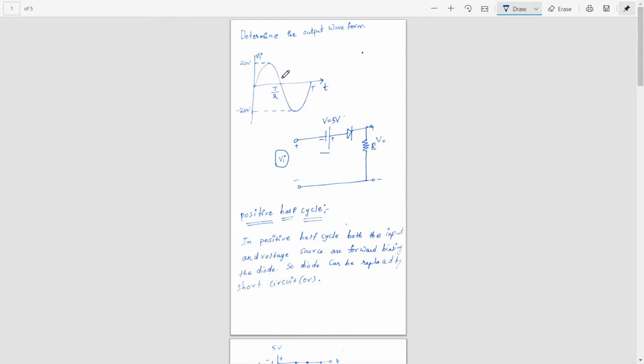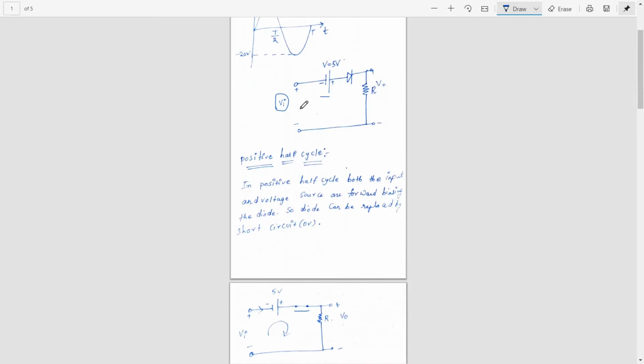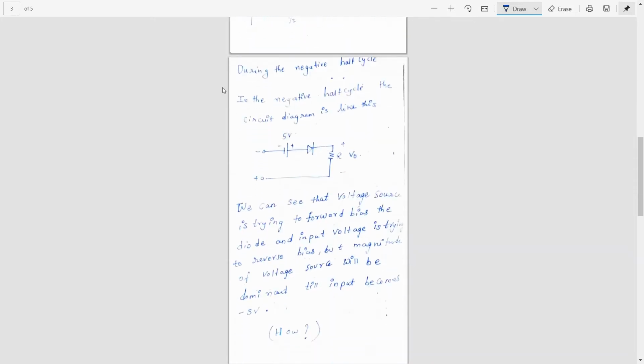Now let's see the second half cycle, the negative half cycle. During the negative half cycle, the circuit diagram is like this. We change the polarity of the input. In the negative half cycle, the polarity of the input is changed, and we can see that the voltage source is trying to forward bias the diode, and the input voltage is trying to reverse bias it. But the magnitude of the voltage source will be dominant till input becomes 5 volt.